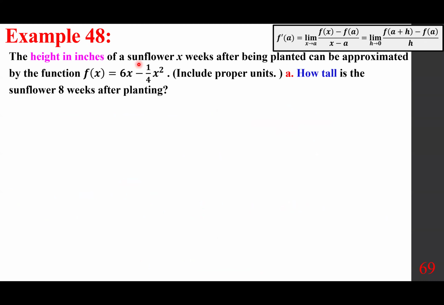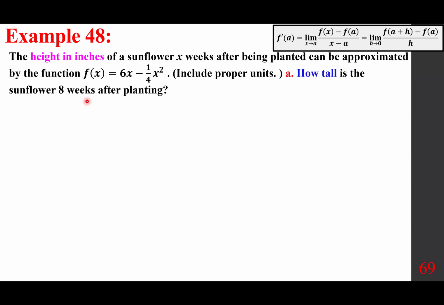The height in inches of a sunflower x weeks after being planted can be approximated by the function f of x equals 6x minus 1/4 x squared. Include proper units. You should always include units in the case of applications. How tall is the sunflower 8 weeks after planting? It simply means plug in 8. That's all there is to it.